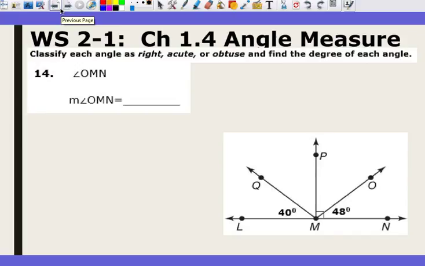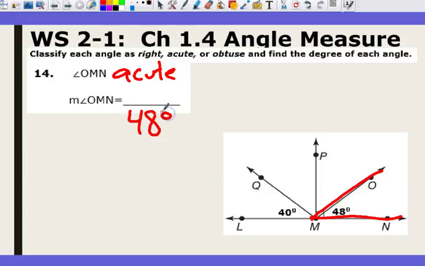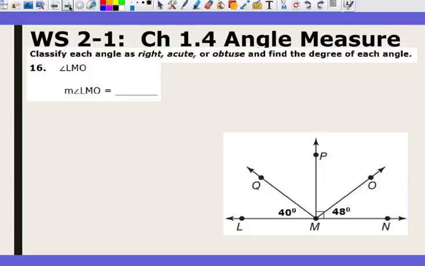All right, angle OMN. N. What type of angle is that? An acute angle. And how many degrees is that? 48 degrees. LMO. Obtuse. That's definitely an obtuse angle.